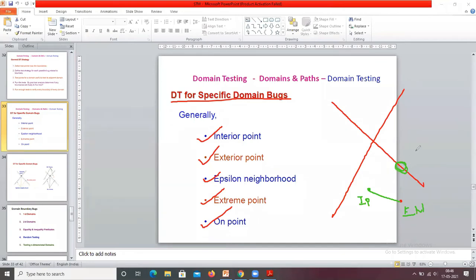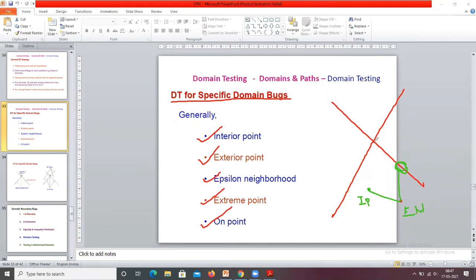Okay, so that is a boundary point. The boundary point is one such that within an epsilon neighborhood, so this is the epsilon neighborhood, there are points both in the domain and not in the domain, half in the domain and half not in the domain. Okay, so next one, the extreme point.